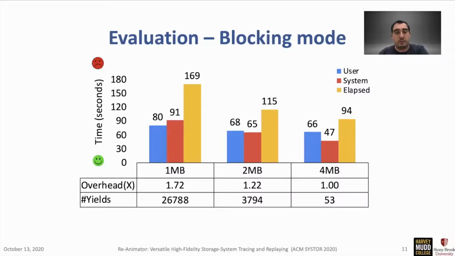We ran LevelDB bench with a default configuration, which is a 100 MB database in this experiment. We can clearly see the correlation between the number of yields and the overhead of Re-Animator tracing. If we put more memory pressure on the tracing system by providing less memory for the subbuffers, Re-Animator throttles the application more, and as a result, we see higher overhead numbers.